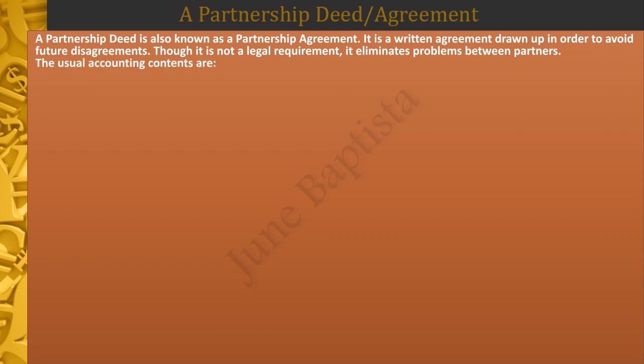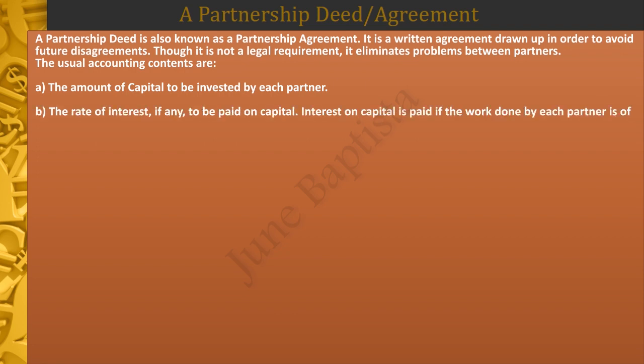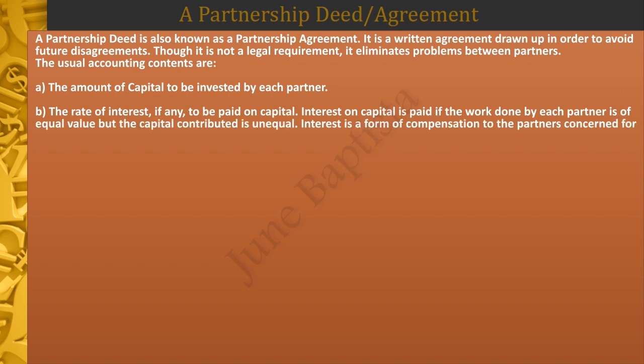The usual accounting contents are: A. The amount of capital to be invested in the business by each partner. B. The rate of interest, if any, to be paid on capital. Interest on capital is paid if the work done by each partner is of equal value, but the capital contributed is unequal. Interest is a form of compensation to the partners concerned for the money they have invested in the business that they could have invested elsewhere.